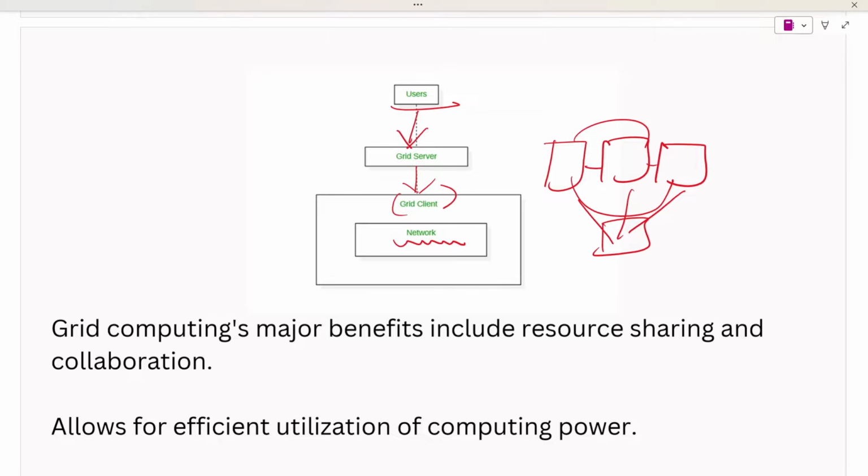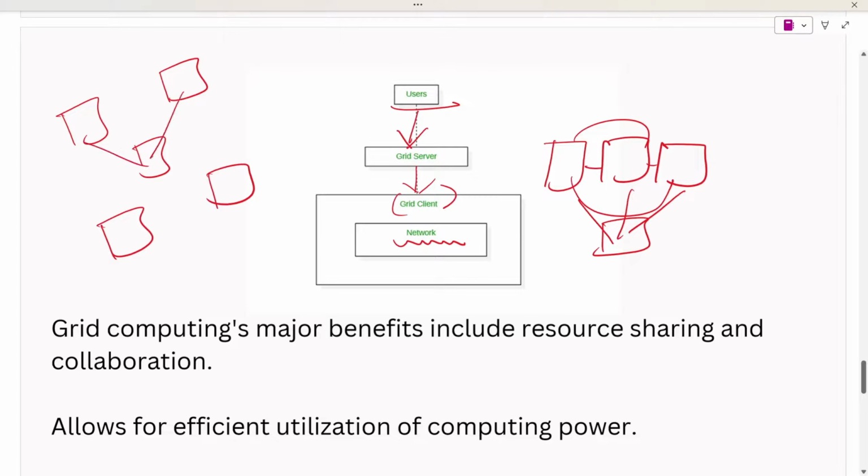So the main motive of grid computing is to utilize the resources from all locations required to complete the given task. Otherwise, these resources may go unused. So we make them all used to achieve the given task. That is what efficient utilization of computing power means, where you can use all the resources from all locations to achieve the given task in a more efficient way.